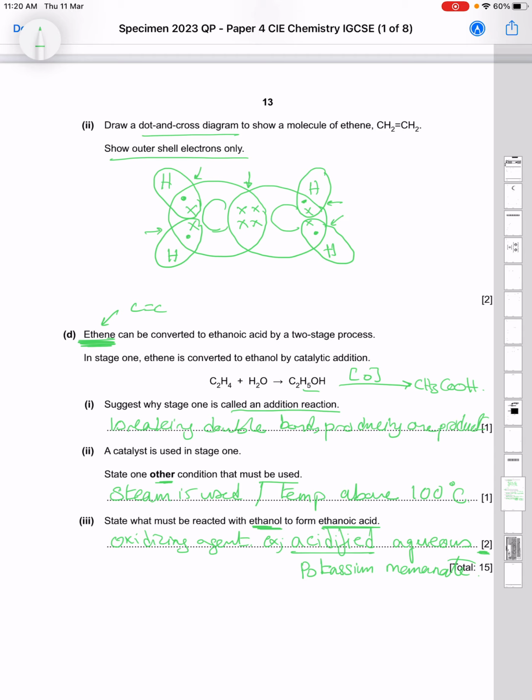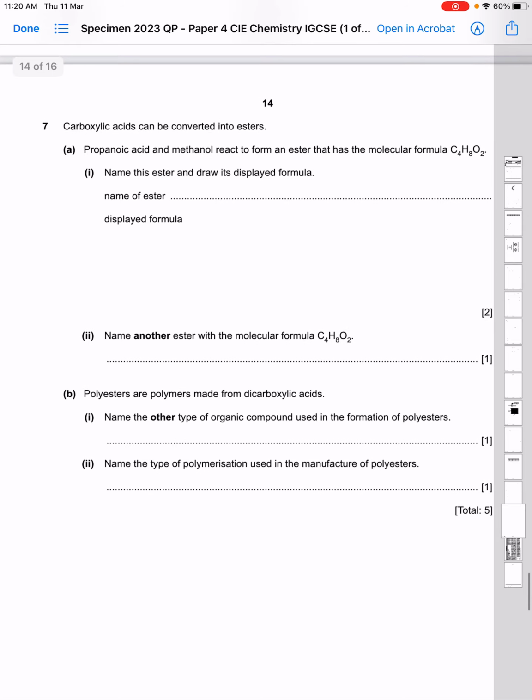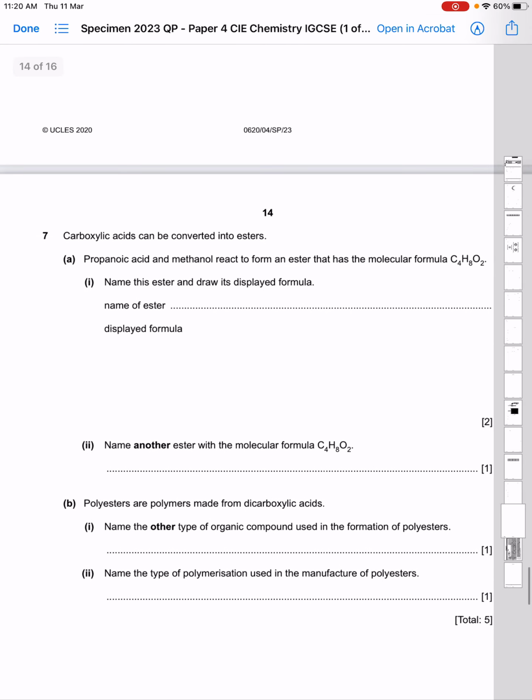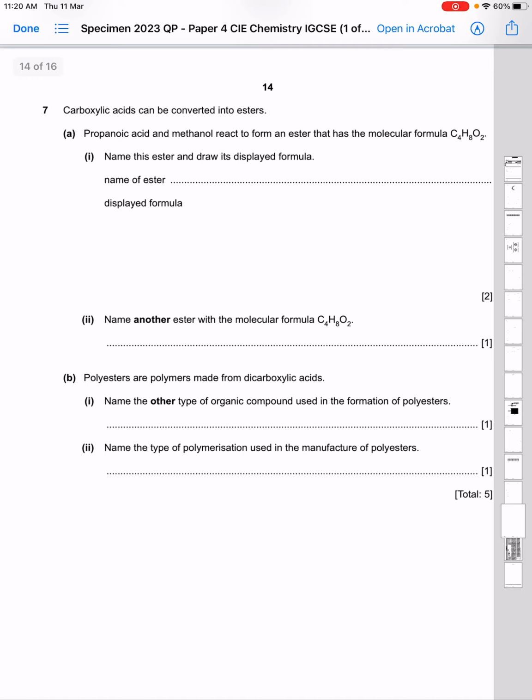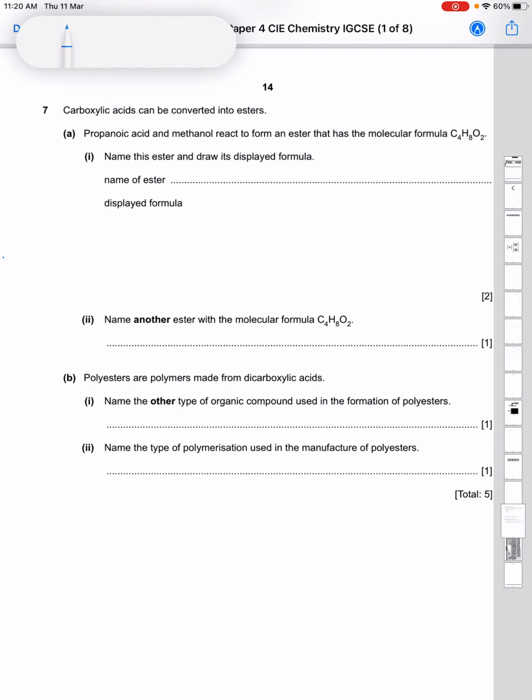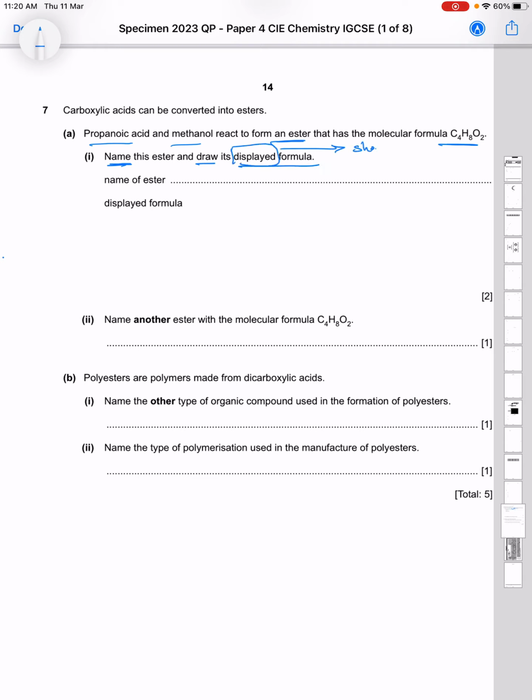Now let's move to the other question here about the ester. Question 7. Carboxylic acid can be converted into esters. Now, propanoic acid and methanol react together to form an ester that has this molecular formula. Name this ester and draw the displayed formula. I mentioned before, displayed formula is the formula that shows all bonds. What's the name of the ester resulting from reacting methanol and propanoic acid?